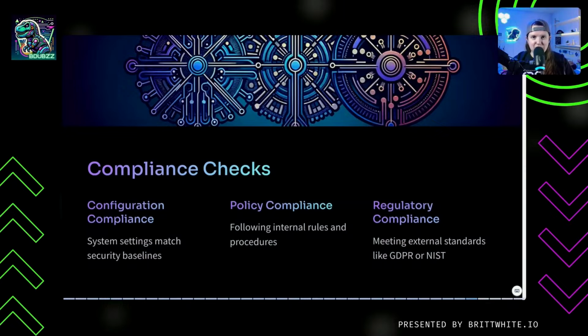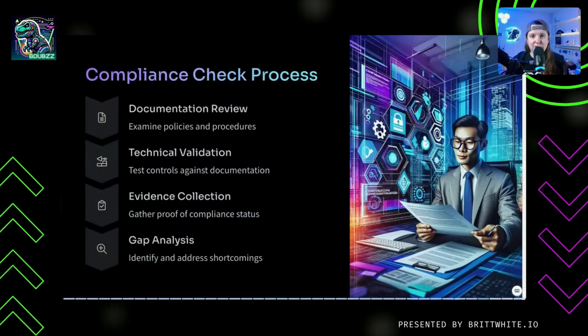Here's our compliance check process. We follow a structured approach. Everything starts with a thorough documentation review. We carefully examine our policies and procedures. This is our roadmap guiding the entire assessment process. Next, we roll up our sleeves and get into the technical validation, testing our controls to verify that they're working exactly as our documentation specifies.